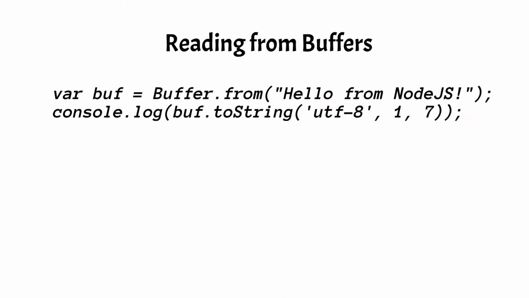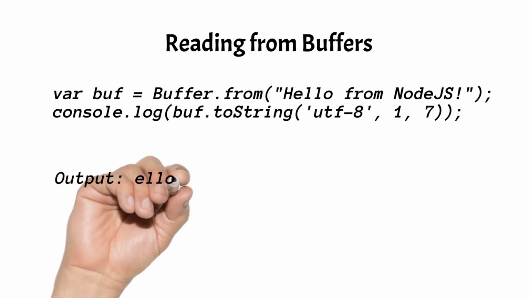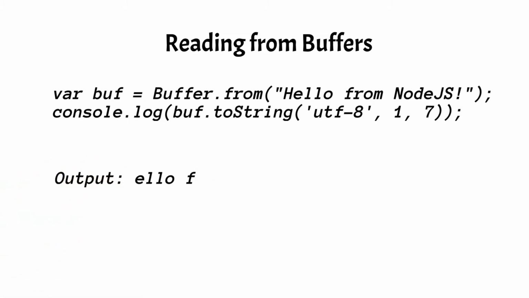The toString method is used to read the original content from the buffer. It has three parameters, which are the encoding mechanism, which is default UTF-8, and then the rest of the parameters are the start and end index of the content. So, it returns a sliced string rather than the original string.